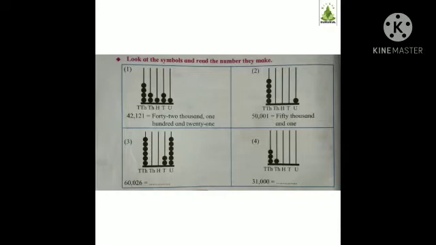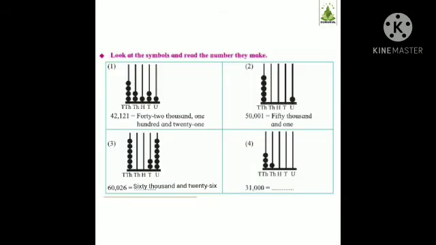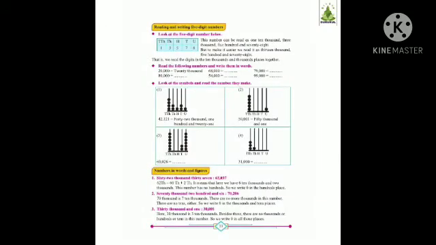Let's look at the symbols and make numbers. See the third example, 60026. We write it as 60,026 because at the 1,000 place and 100 place 0 is given, so we read and write this number 60,026.